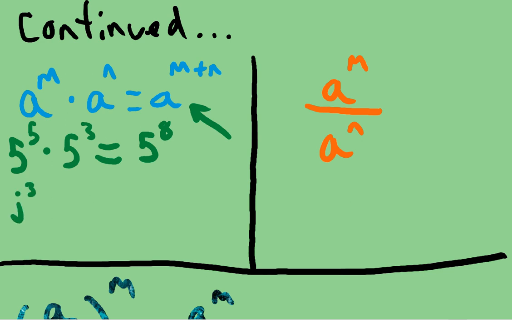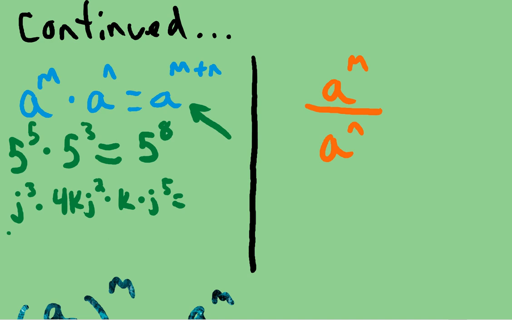So j to the 3rd times 4k j squared times k times j to the 5th. I've told y'all to rewrite this expression. Put the numbers with the numbers, the powers with the powers. So we're going to put the numbers in front. I just have a 4. That's the only coefficient I have here. I'm going to put the j's next to each other. That's j to the 3rd, j squared, j to the 5th. And then I have 2 k's. Now I have a k here and a k here, and they don't have exponents.